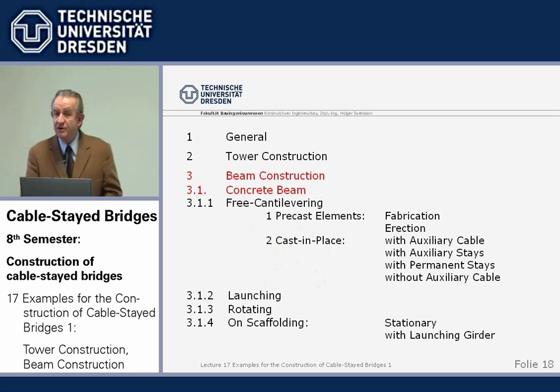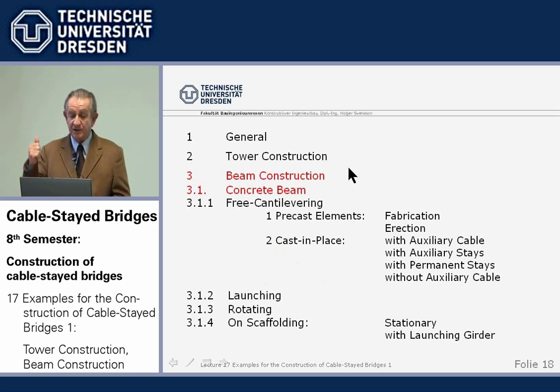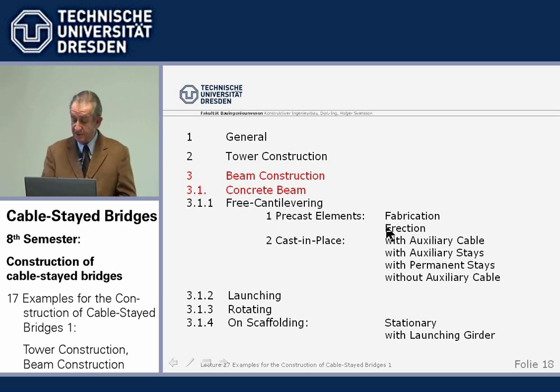Now we come to a more involved and different ways to build the beam. Again, we go by concrete beam, steel beam, and composite beam. The overriding construction method for cable-stayed bridges is free cantilevering. Sometimes for the approach bridges we have some others which we will show. So we start with free cantilevering, and then we always have in concrete the two possibilities: do it with precast elements or do it cast in place.